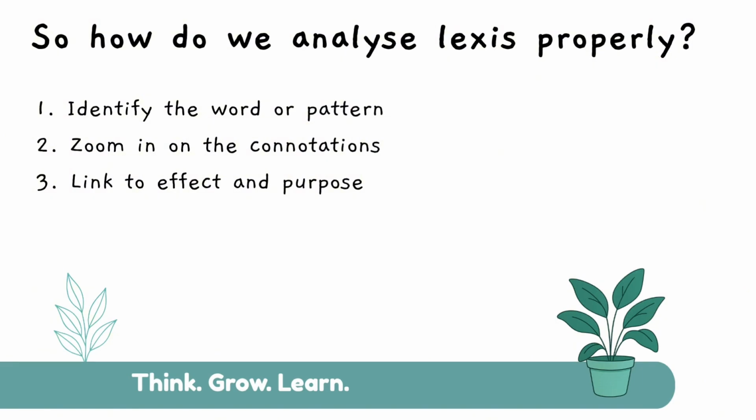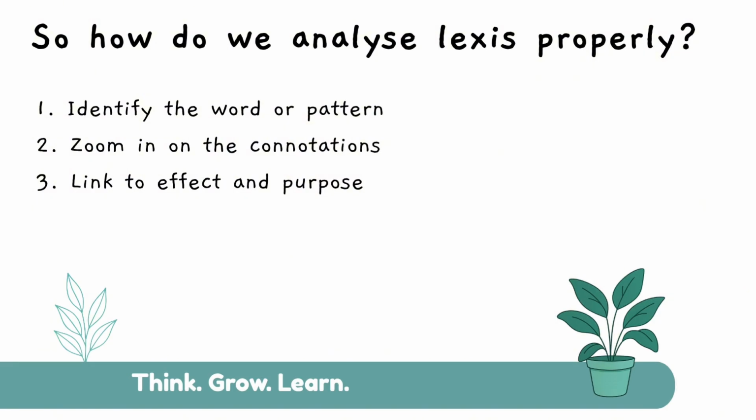So how do we analyse Lexis properly? This is where A-level students often go wrong. They spot a word and then just say what it means. That's not enough. You need to go further. Here's a simple structure. Number 1, identify the word or pattern. So don't just pick random words. Look for patterns, repetition, semantic fields.